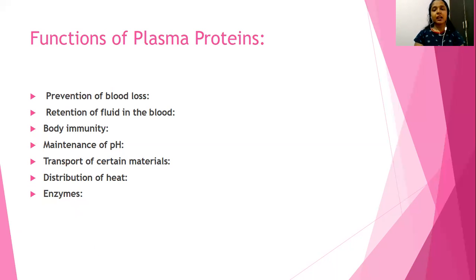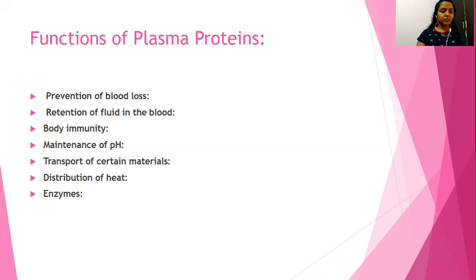The components like albumin and the globulin take a major role in retaining the fluid content in the blood. And the body immunity. So the immunoglobulins which are there in the plasma will be helpful to prevent the infection of various foreign components by killing them with immunological reactions. And maintenance of pH. As I said, the neutral pH in case of the human body is 7, and that will be maintained by the proteins which are there in the plasma.